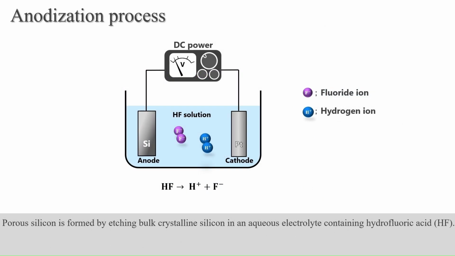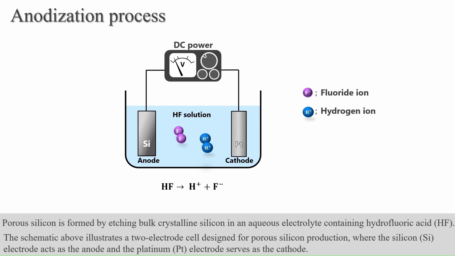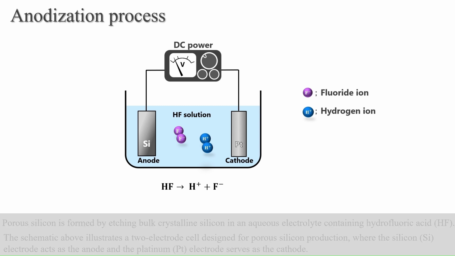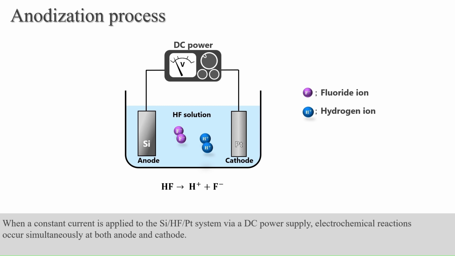Porous silicon is formed by etching bulk crystalline silicon in an aqueous electrolyte containing hydrofluoric acid. The schematic above illustrates a two-electrode cell designed for porous silicon production, where the silicon electrode acts as the anode and the platinum electrode serves as the cathode. When a constant current is applied to the silicon/HF/platinum system via a DC power supply, electrochemical reactions occur simultaneously at both anode and cathode.